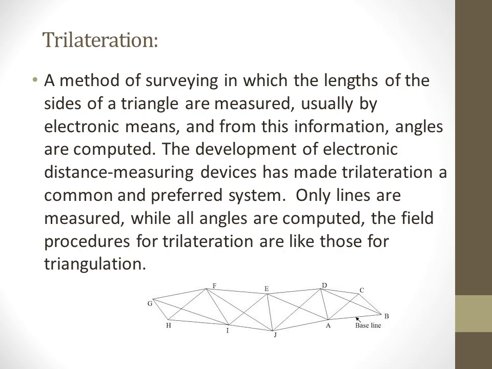Coming over trilateration. This is a method of surveying in which the lengths of the sides of a triangle are measured, usually by electronic means, and from this information angles are computed. Trilateration has become a common and preferred system due to the development of electronic distance measuring devices. In this, only lines are measured while all angles are computed. The field procedures for trilateration are like those for triangulation. So here, given below, is the diagram for trilateration.